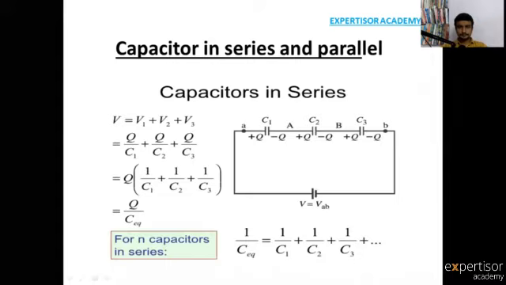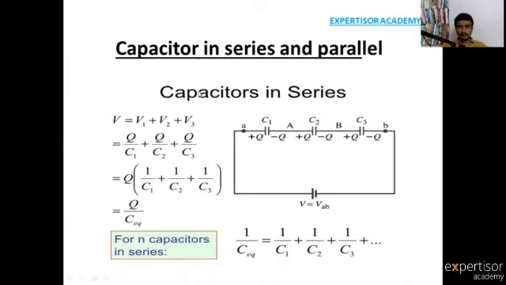Welcome to Expertisor Academy. Now we discuss the capacitors in series and parallel combination. First one is capacitors in series. Capacitors in series combination. So consider three capacitors C1, C2, C3.